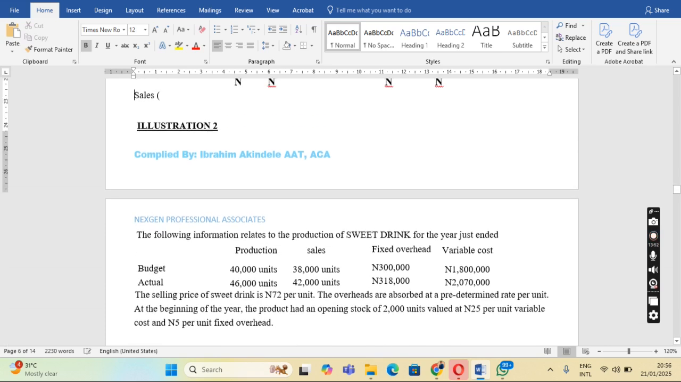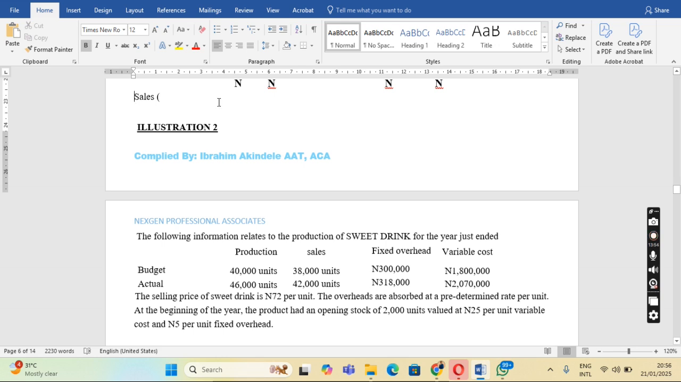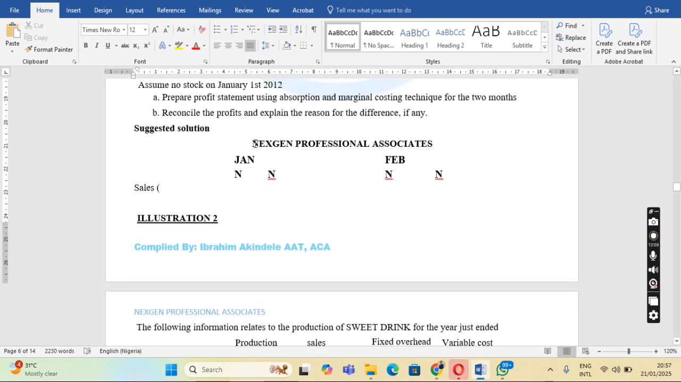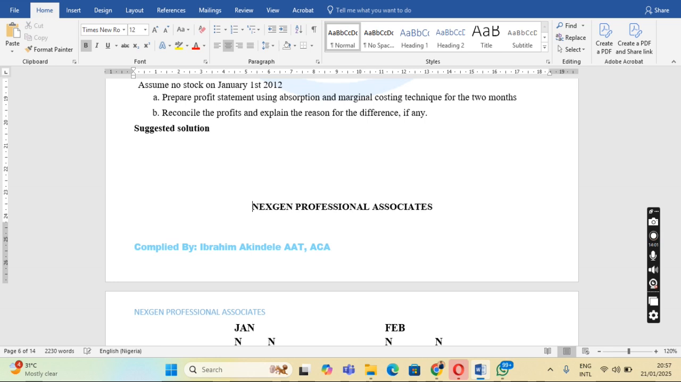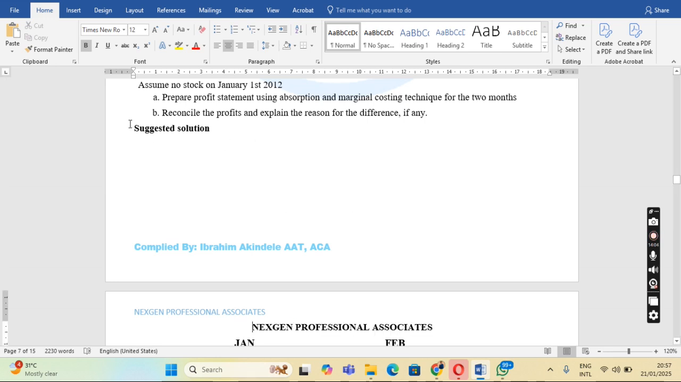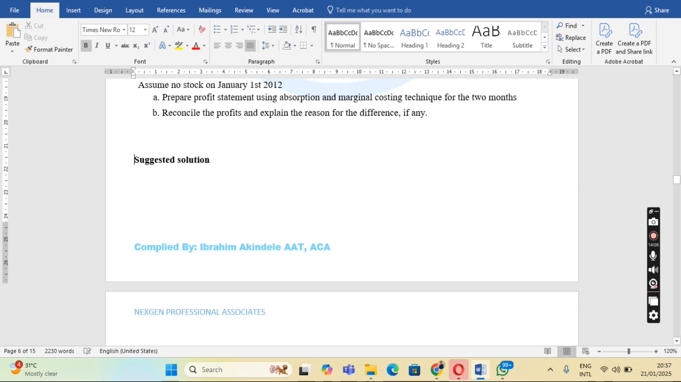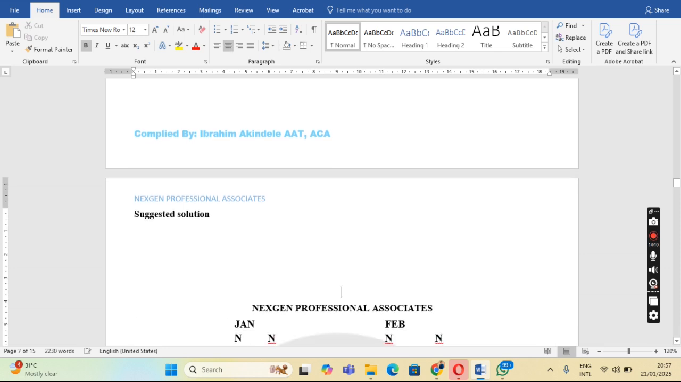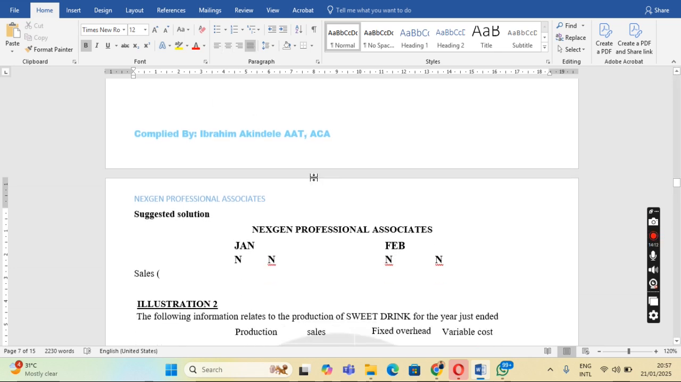What is the selling price, class? What is the selling price given in the question? Quickly, if you have the material, you can quickly check. Someone is saying 5 naira, someone is saying 11 naira. So which one is correct now? Class, screenshot it. This is the selling price. It is 45 naira. I did not know where you saw your own 11 naira.